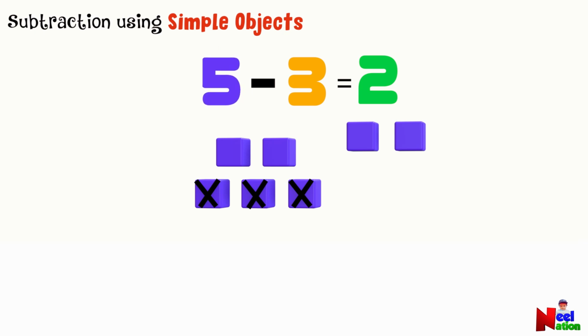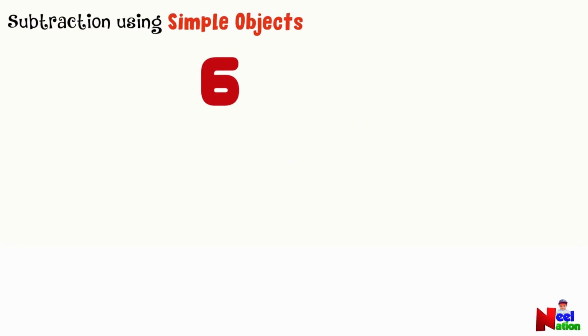When we do subtraction, we start with the bigger number and take away the smaller number to find out the difference. This method is called the take-away method. This helps us find out what is left, since subtraction is the process of taking away or removing objects. Next, can you tell me what is 6 minus 2?